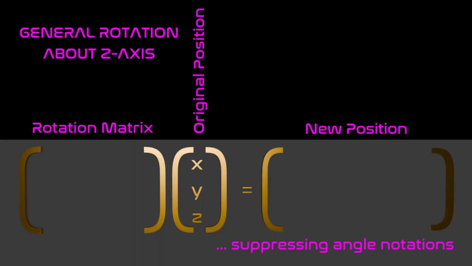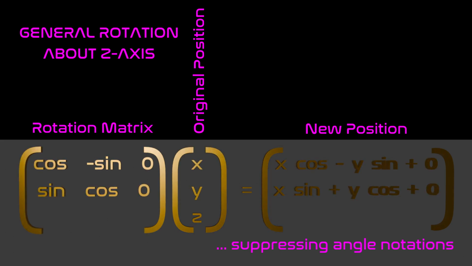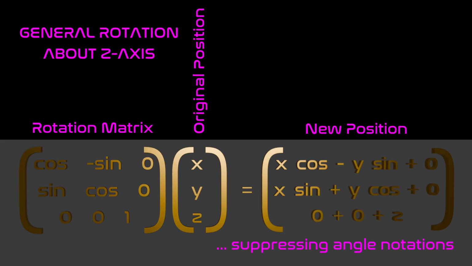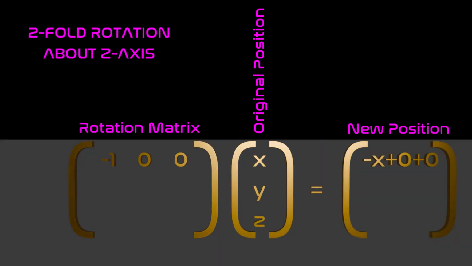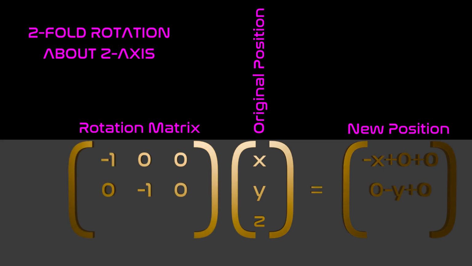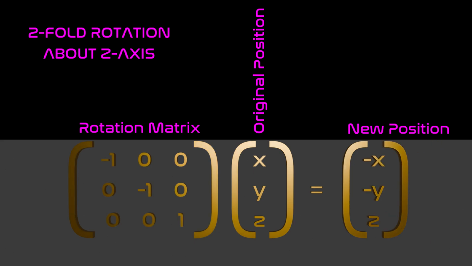The general rotation matrix around the z-axis looks like this, with the theta symbol suppressed. It transforms x, y, z into a new point rotated by theta. If theta equals 180 degrees, or pi radians, cosine theta equals -1 and sine theta equals 0. The matrix simplifies and clearly shows that x and y flip signs, z remains the same.